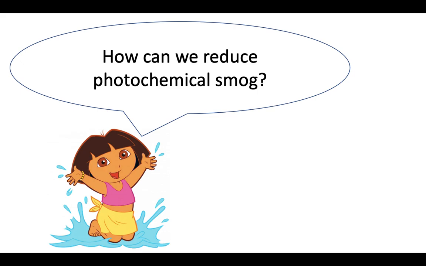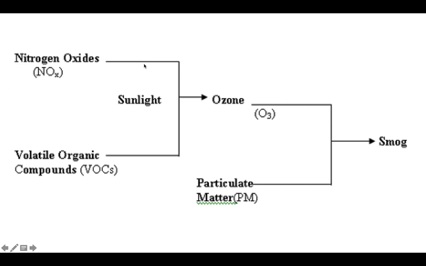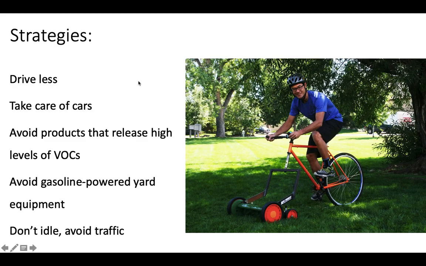How can we reduce photochemical smog? Again, we need to go back to our visual aid here. Smog comes from ozone. Ozone comes from nitrogen oxides, sunlight, and VOCs. We're not going to alter the amount of sunlight, but we can alter the amount of VOCs and the nitrogen oxides, right? And there are pretty simple ways to do that. If you drive less, you're not going to be using your cars as much. You're going to be producing less nitrogen oxides. If you take care of your cars, if you get them regularly checked up, if you make sure that you're putting a high quality gasoline in, if you are maintaining a high mileage per gallon, then you're going to, again, burn less fuel and produce less nitrogen oxides.